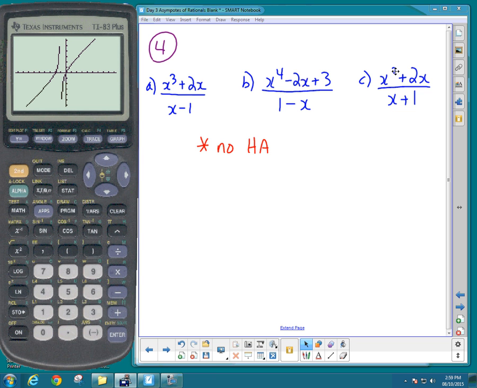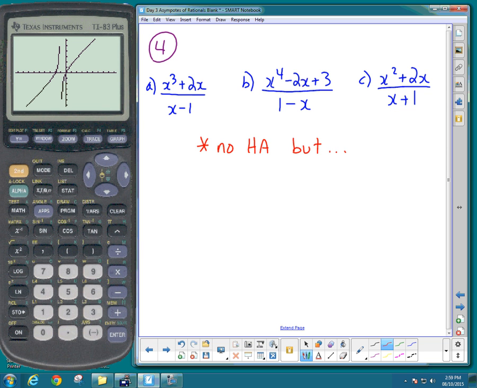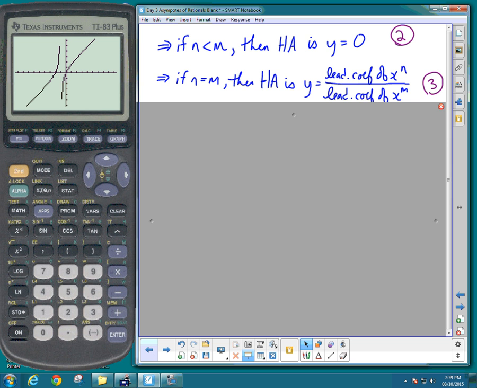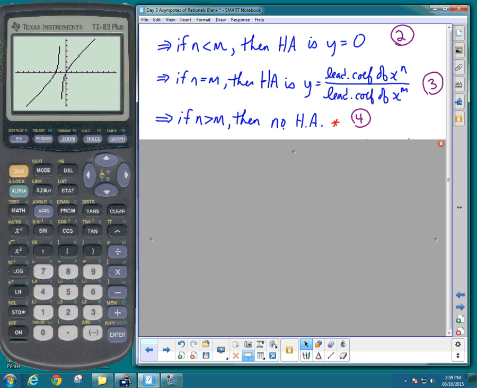So when the degree on the top is bigger than the degree on the bottom by 1, there is no horizontal asymptote, but there could be this special kind of asymptote, what we call an oblique asymptote. Okay, so I'll have examples of an oblique asymptote in a moment. Right now, all we have to notice is that there is no horizontal asymptote. So the third part that we're going to add to our list here is if n is greater than m, there is no horizontal asymptote.